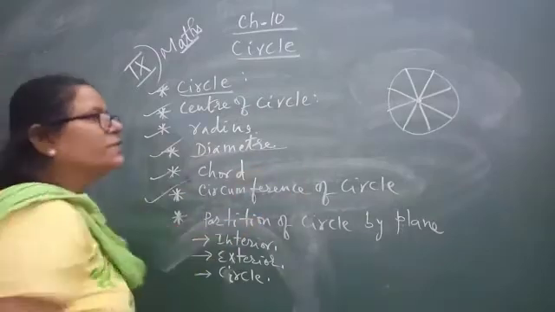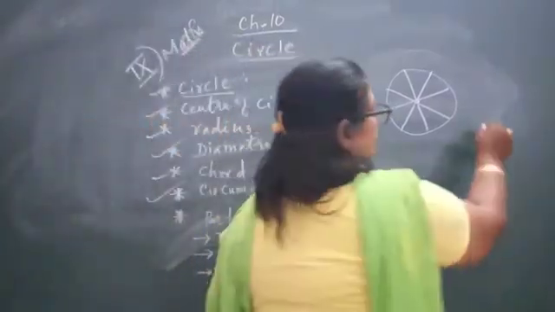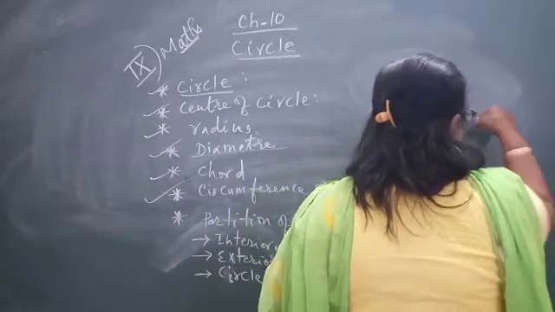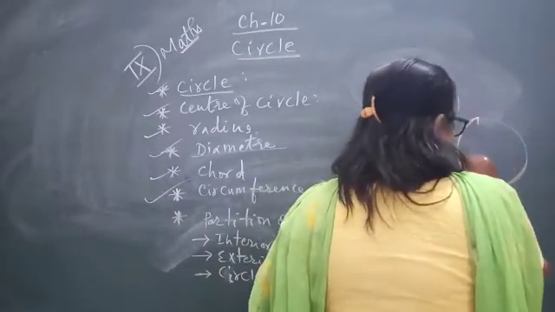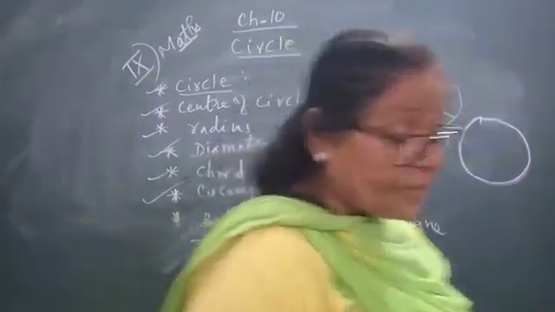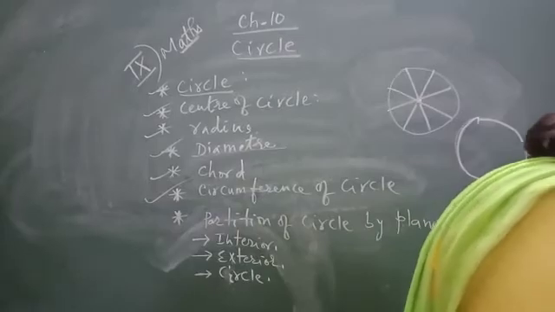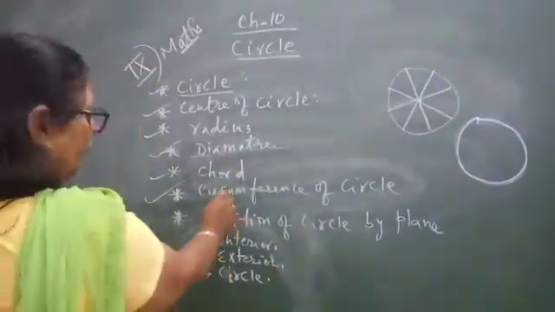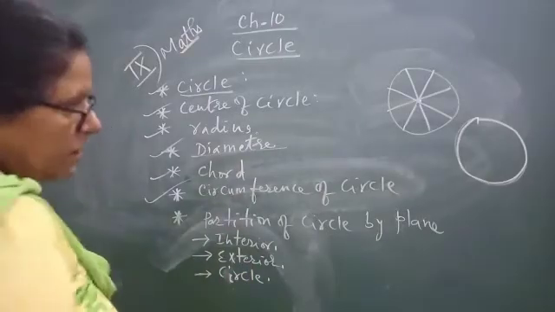Then circumference of the circle. Suppose this is a circle. So the total length of the circle, the whole length from here, suppose I started. So this measure is called the circumference of the circle. The length of the complete circle is called the circumference of the circle.